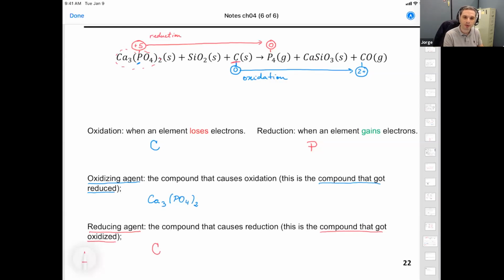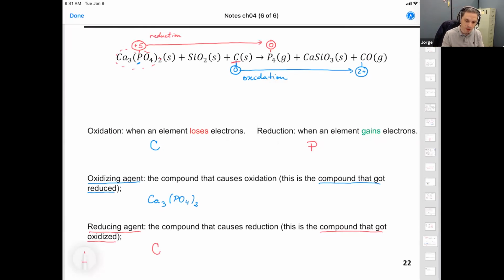If someone reduced, someone has to oxidize. Okay? Reduction means that electrons were gained, which means someone has to lose electrons for the process to move to the right side.